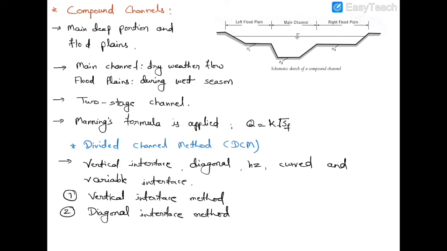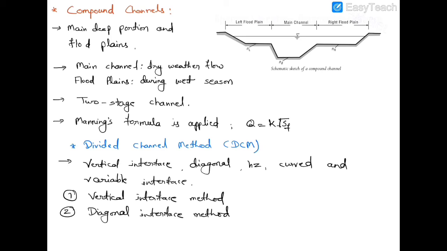In one-dimensional analysis, the Manning's formula is applied to the compound channel by considering a common conveyance K and a common energy slope SF for the entire section to obtain the discharge as Q is equal to K root over SF. This is the Manning's formula. Here K is the conveyance and SF is the energy slope.